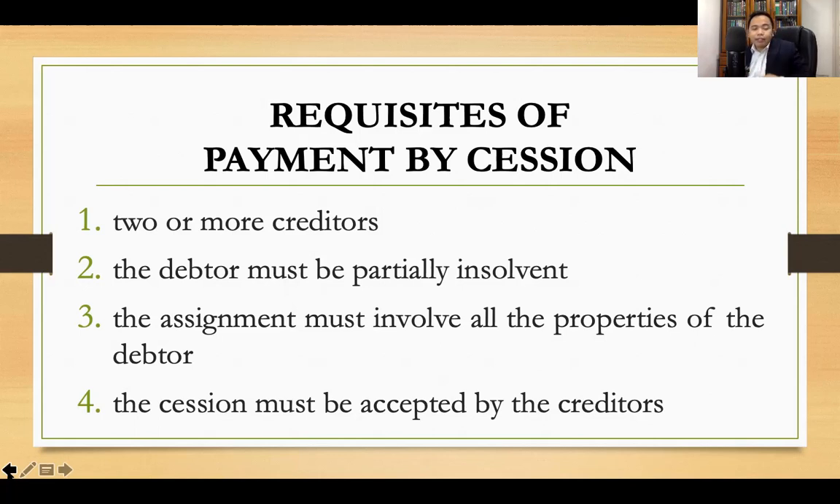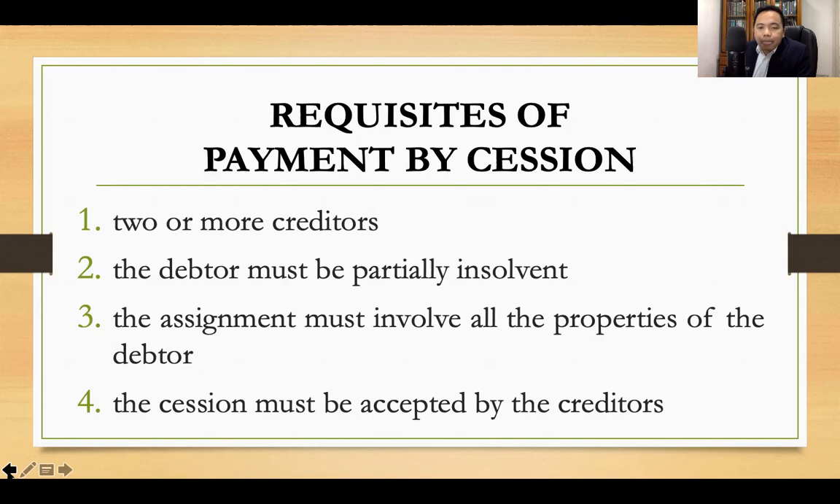So let us take these requisites one by one. Unlike in application of payments, in payment by cession, there are two or more creditors. Class, remember that. Payment by cession will not apply if there is only one creditor. Take note. Now, if you think of payment by cession, always remember that payment by cession presupposes that the debtor is partially insolvent.